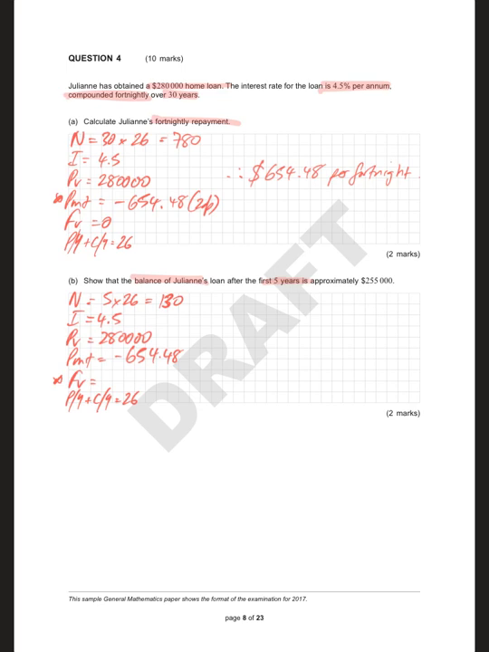So FV is going to be negative 255,259.94 to 2 decimal points. Therefore, 255,259.94 balance after 5 years, approximately equal to 255 grand.